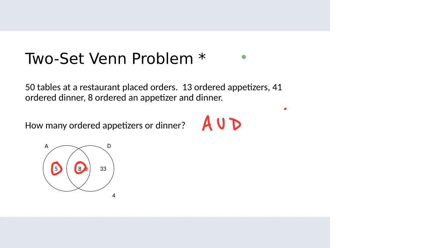We add those together. So we're going to add up 5 plus 8 plus 33, and that's going to be 46 that ordered appetizers or dinner. Remember, or is if you're in A, we count you. If you're in D, we count you. Two things are potentially dangerous here. One of them is if you read this question as appetizer or dinner, but not both, that would throw out these 8 and leave you with 38. But the question didn't say that. So don't put words there that aren't there. It didn't say but not both.